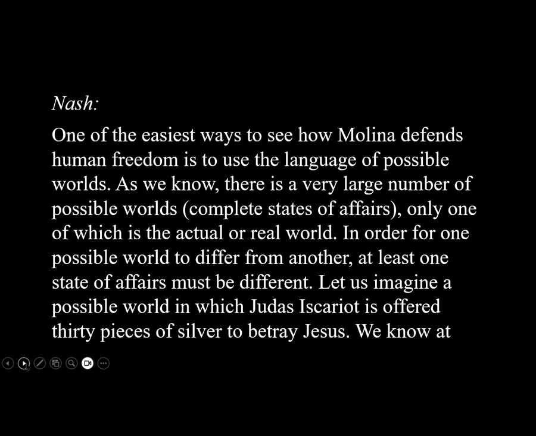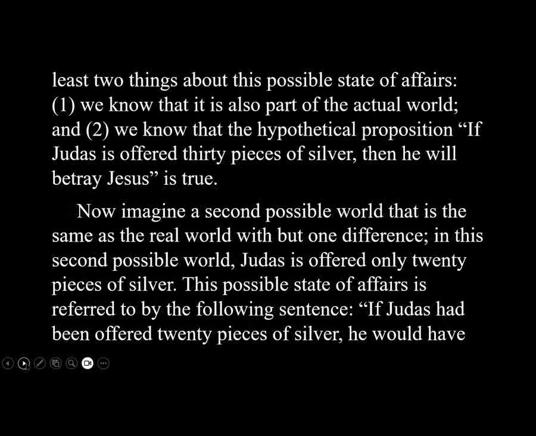Let us imagine a possible world in which Judas Iscariot is offered 30 pieces of silver to betray Jesus. That's the real world. We know at least two things about this possible state of affairs. We know that it is also part of the actual world, and we know that the hypothetical proposition, if Judas is offered 30 pieces of silver, then he will betray Jesus, is true. Now Nash asks us to imagine a counterfactual, or a modal kind of thing, something that's a possible thing.